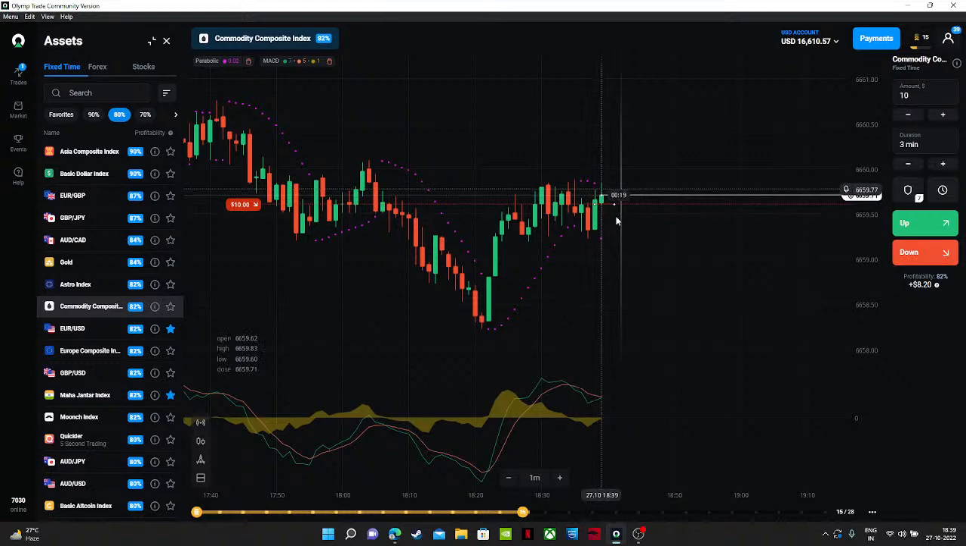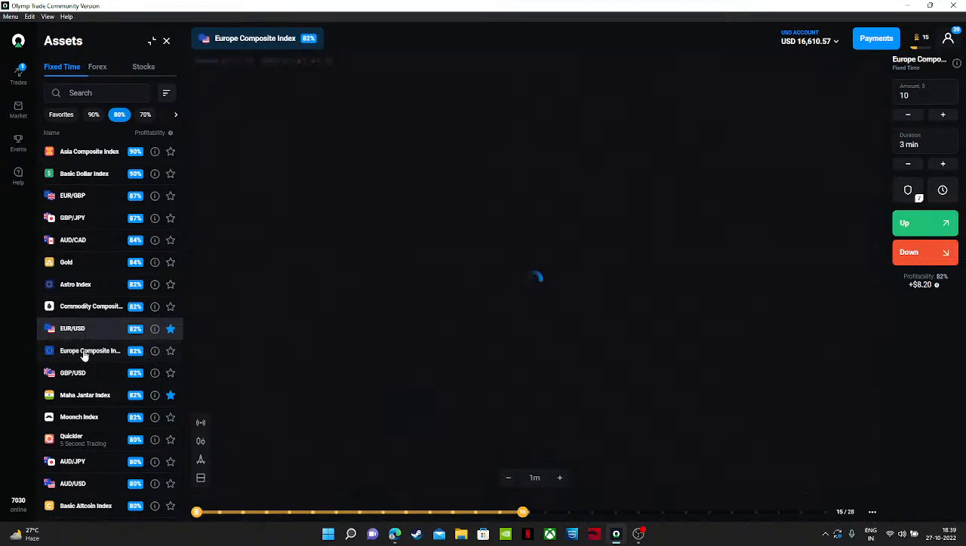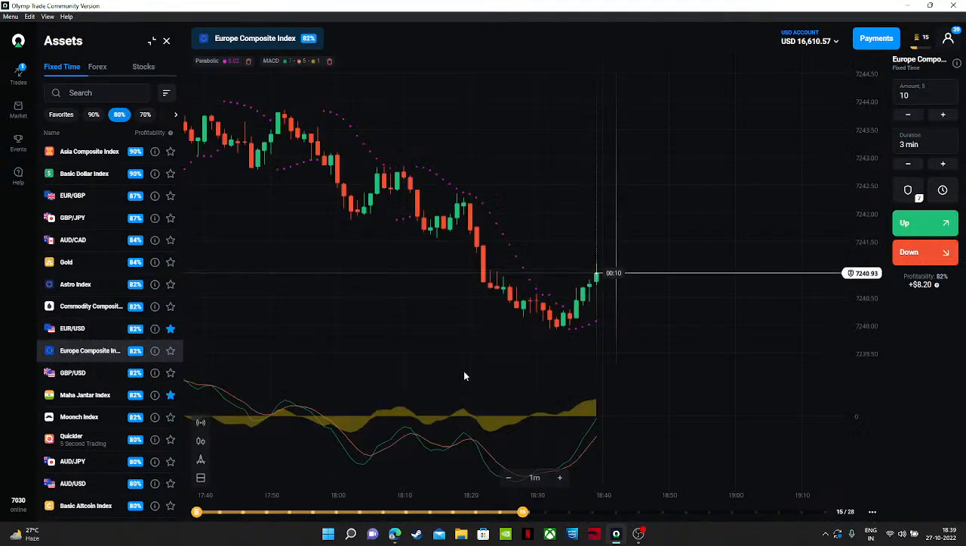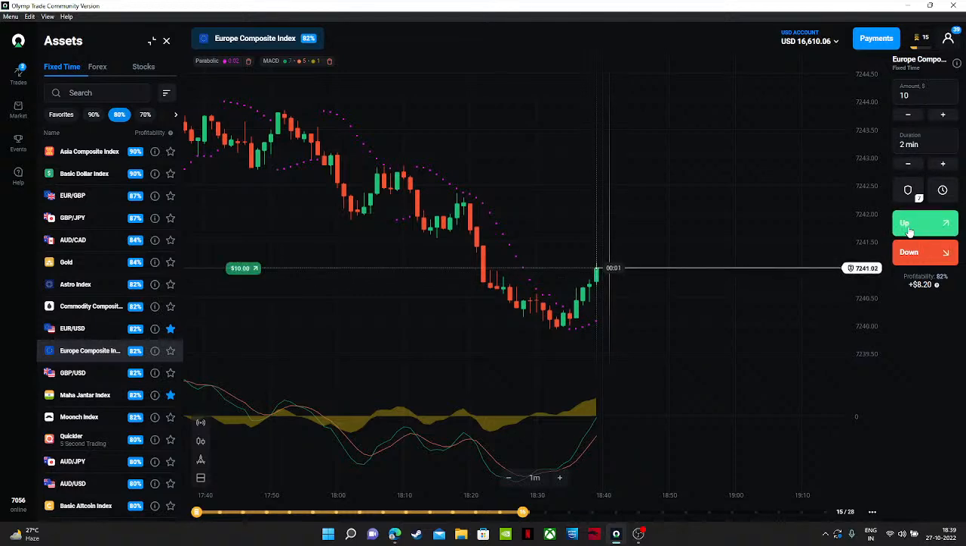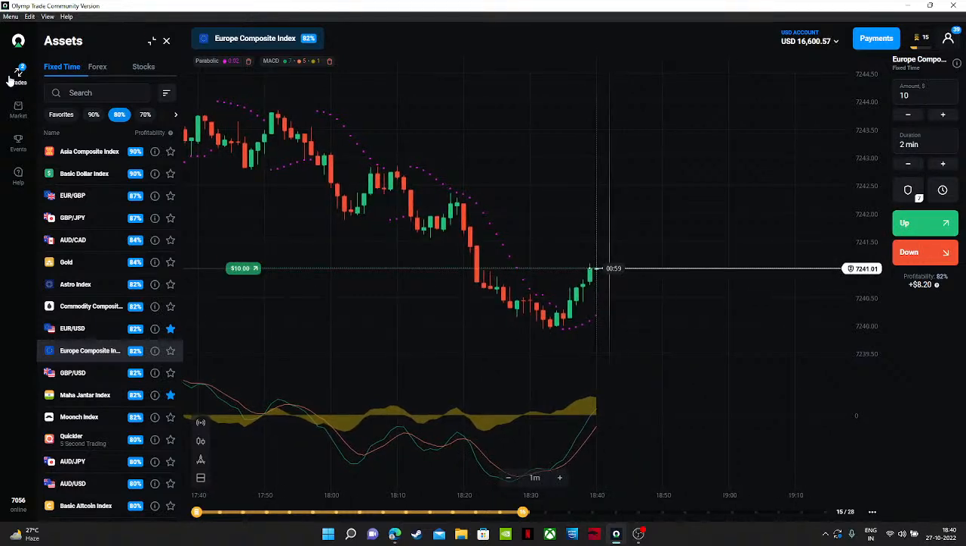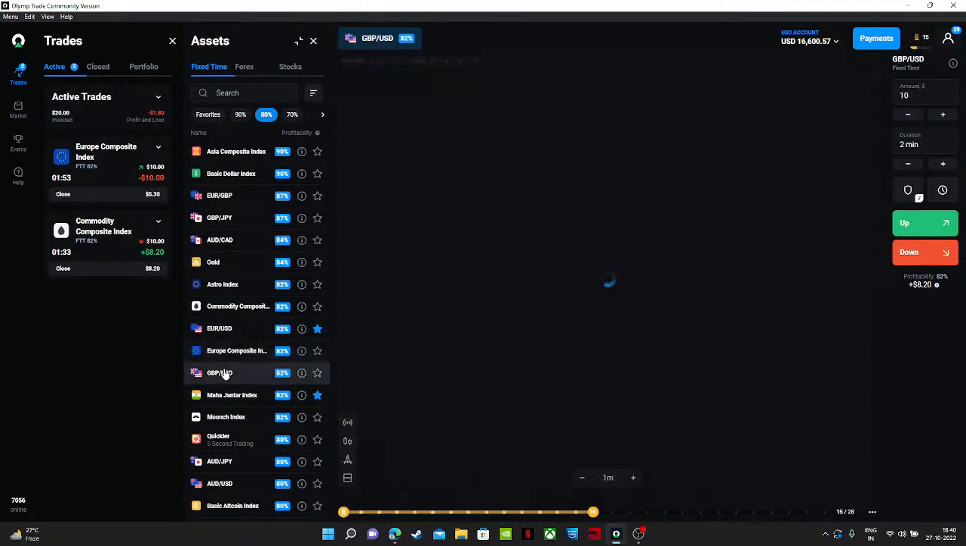So here the parabolic shifted again, but we don't need to worry. The market can be uncertain at certain times, so we will just hold the vision and trust the process. Here also, after a long downtrend, the parabolic appeared at the bottom of the candle, so I'm entering into another trade here again for $10. So two trades we have already made.